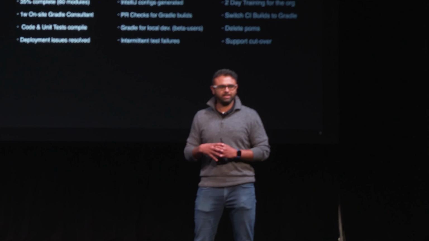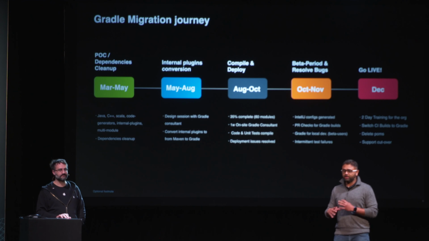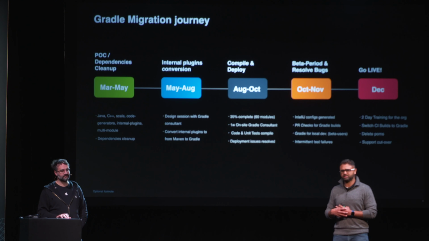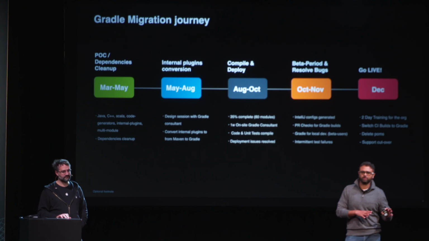Being a small team, we wanted to make sure we were not a bottleneck for the teams as well. So we started our POC. We worked on converting our internal plugins to Gradle in the May to August timeframe. After that, our goal was to get the code compiled and deployed, because once we could deploy the code, it would be a big win. We ran into a lot of issues there, especially because dependency resolution is different between Maven and Gradle. Figuring out what dependencies to include and exclude took a while for us to get going.